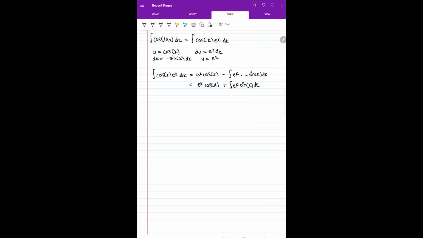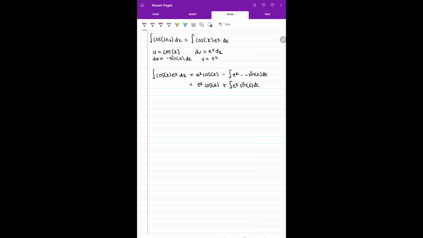Now if you've noticed, it looks like we haven't made any progress at all, and that is not true because we are basically halfway done. Okay, the last thing to do is apply one more integration by parts for that integral, and then we will be done.